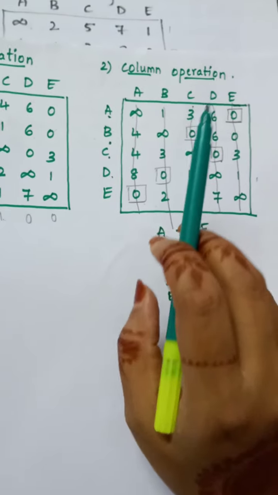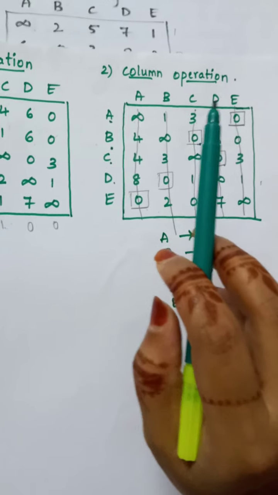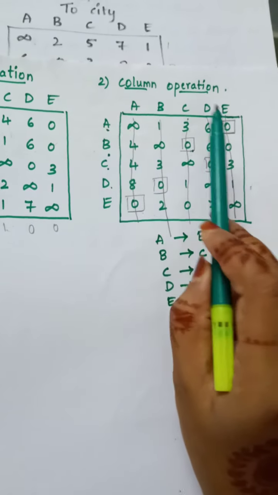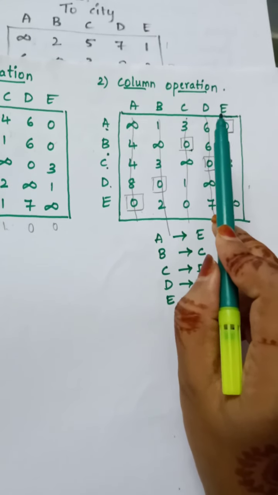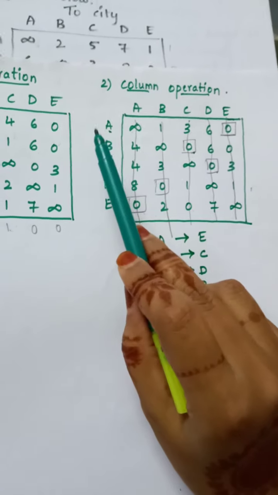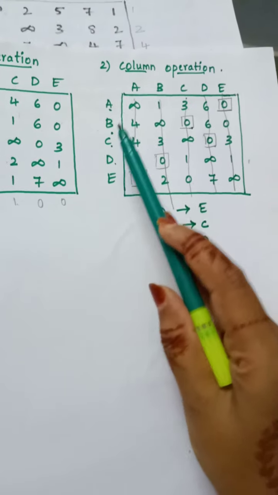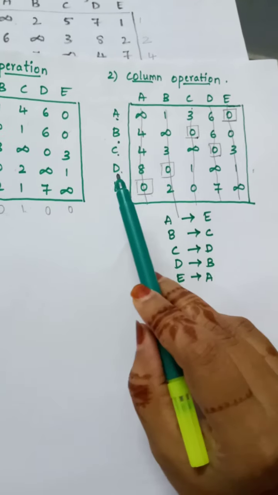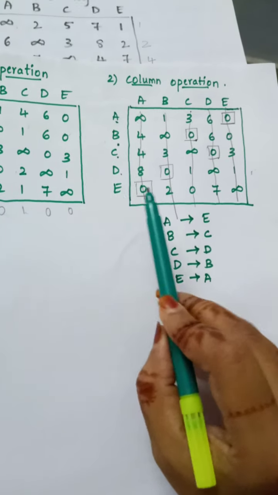The next step is to check the sequence, students. From city A, the salesman is traveling to city E. Here the square mark is near city E. From A, he is traveling to E. Next from B, he is traveling to C. Next from C to D, next from D to B, and next from E to A.